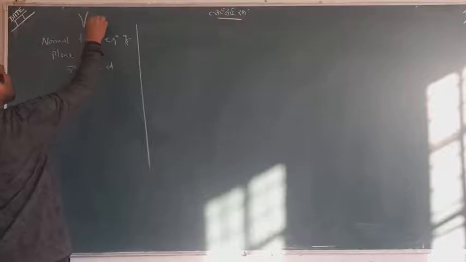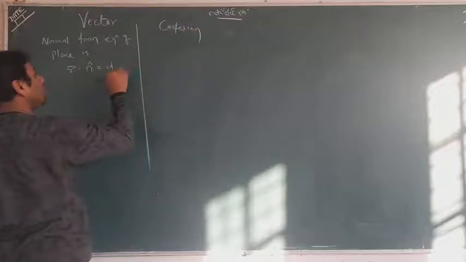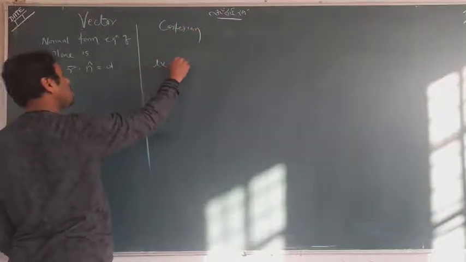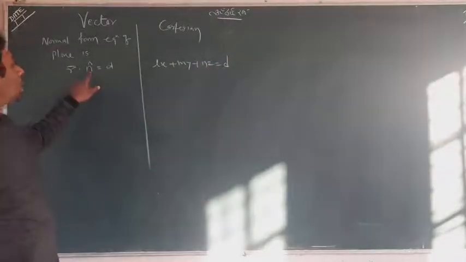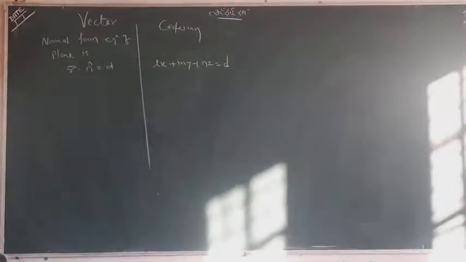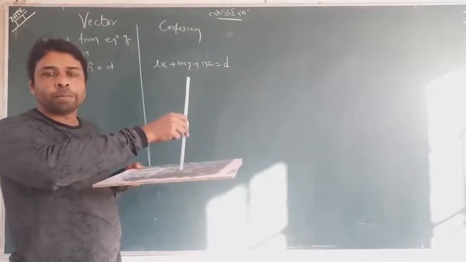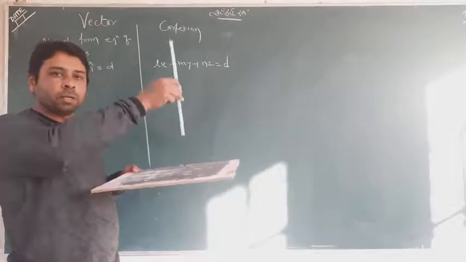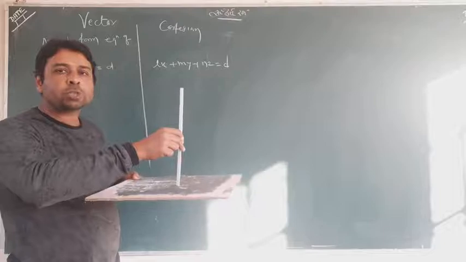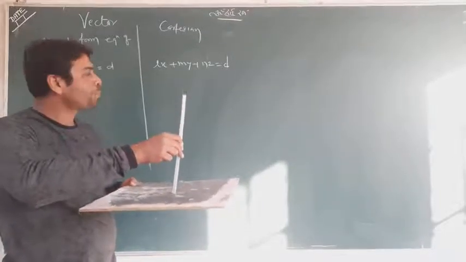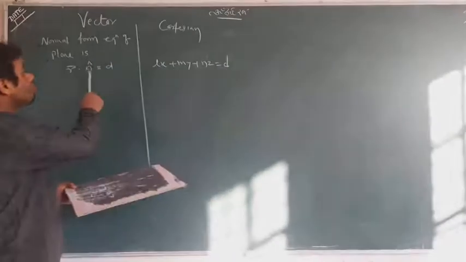This is the vector equation I'm talking about, and when we talk about the Cartesian equation, this will be lx plus my plus nz equal to d, or p, whatever you like. n cap means, this is your plane and this is the normal of the plane. So n cap represents this direction along the perpendicular, which contains the cosines of the normal. l, m, n are the direction cosines of the normal of the plane, which n cap shows.